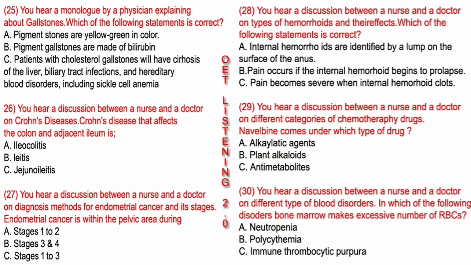Hello, doctor. What are the types of hemorrhoids and their effects? Well, hemorrhoids are a common but aggravating condition involving inflamed and swollen veins in the rectum or anus. Often, external hemorrhoids are identified by a lump on the surface of the anus. These tend to be the most uncomfortable because they have nerve endings in the area. Anal pain, itchiness, tenderness when wiping are some of the symptoms.